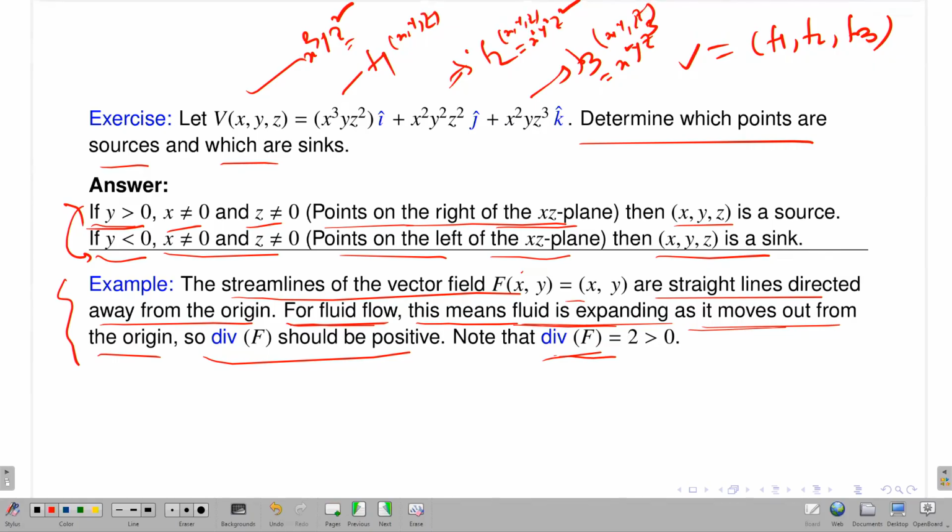So, therefore, once it moves out from the origin, it is actually expanding. That means the divergence is positive. In fact, if you calculate the divergence, it is exactly equal to 2, which is strictly positive. So, that means if you go away from the origin, it is actually expanding fluids. So, that is another physical example.